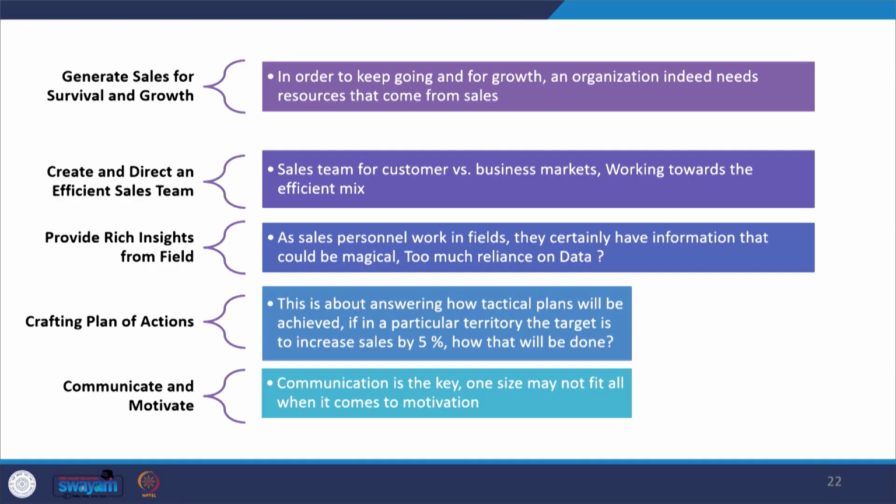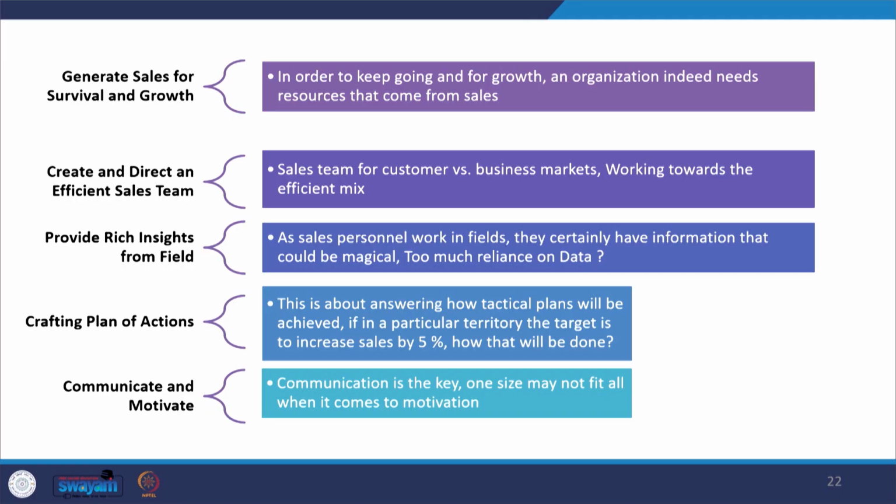The other important facet of the role of sales management is crafting plans of action, which requires some kind of customization, because sales promotion techniques which might work in Haryana may not work in Punjab, or which might work in the South may not work in the North. So we also need to look at how these actions are to be designed.